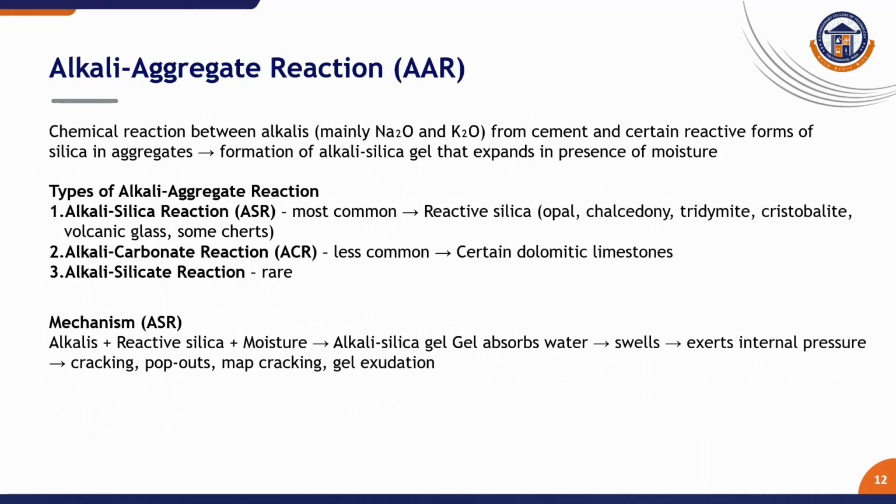A durability concern related to aggregate is alkali aggregate reaction, or AAR. This is a reaction between alkalis from cement and reactive silica in aggregate. It forms a gel that swells in the presence of moisture, causing internal pressure, cracking, and deterioration. There are two main types: alkali silica reaction, which is common, and alkali carbonate reaction, which is rare. To prevent AAR, we use low alkali cement, non-reactive aggregates, and mineral admixtures.